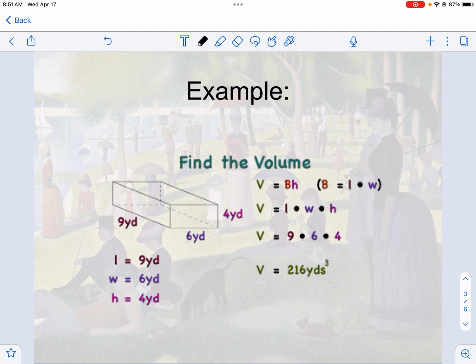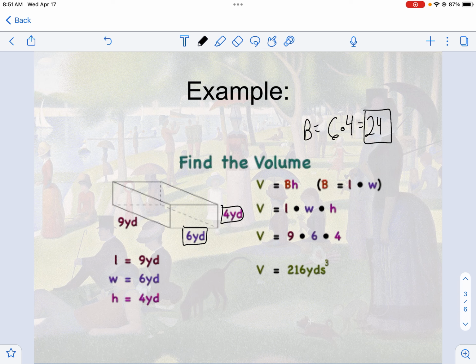Okay. That first example for you says find the volume. It's filled in here on your sheet. You can go ahead and fill in the base. That base is going to be 6 times 4. So where it says B is equal to, 6 times 4 and then equals 24. 24 is that area, that base, right?